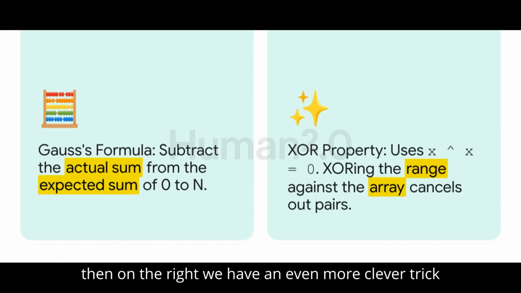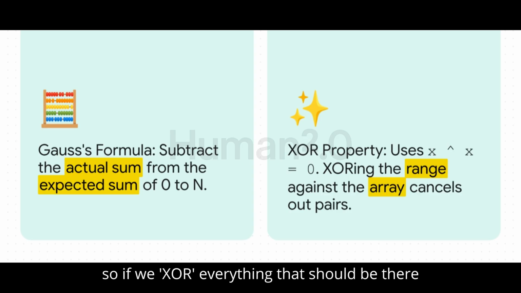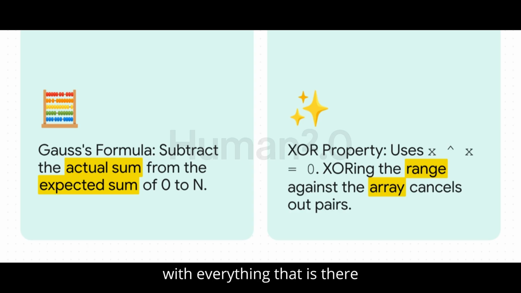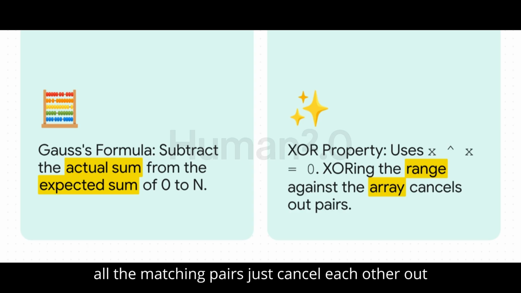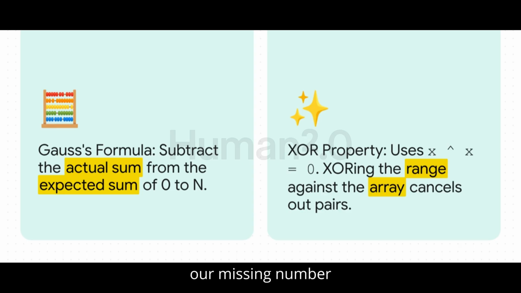Then on the right, we have an even more clever trick using the bitwise XOR operator. The magic of XOR is that any number XORed with itself equals 0. So if we XOR everything that should be there with everything that is there, all the matching pairs just cancel each other out. They just vanish, leaving behind only the one number that didn't have a partner, our missing number.